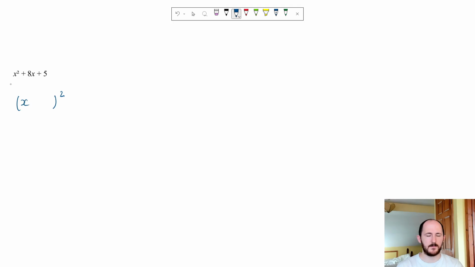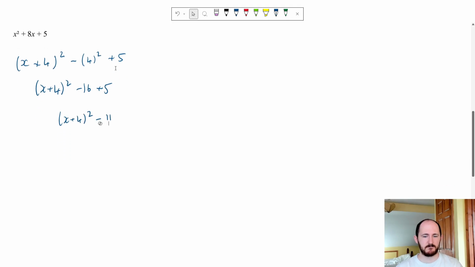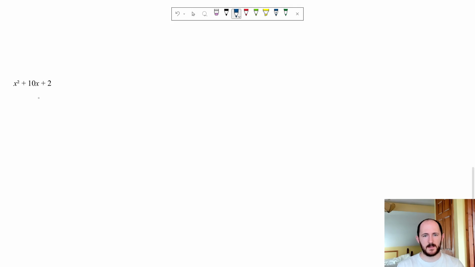You're going to put an x in the front. Then all you're going to do is half the coefficient of x. The coefficient of x is 8, so if we half that we get 4. Then you're going to subtract the exact same coefficient squared again. So -4 squared, and then the number on the end just stays on the end, +5. So you get x plus 4 squared, -16 plus 5, so you get x plus 4 squared, -11. Not too bad.